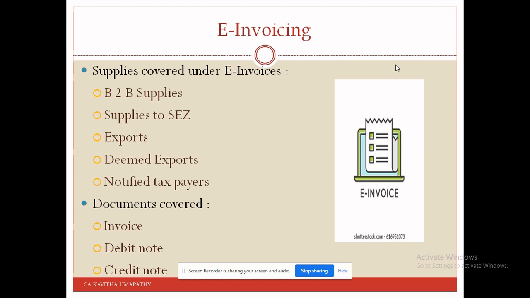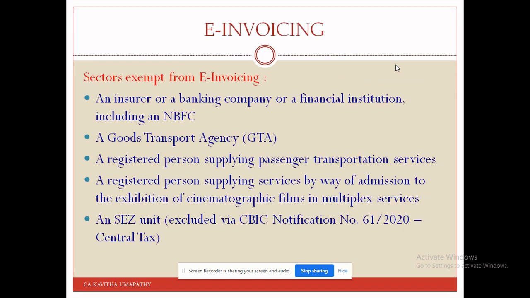So when a registered person whose turnover exceeds 50 crores is making a B2B sale, or is exporting, or is supplying to SEZ zones, or is making a deemed export, then he is supposed to issue e-invoice. Fine. So what are the documents covered under e-invoice? Invoice, debit note, and credit note. So these are the three documents covered. These three put together make up e-invoice.